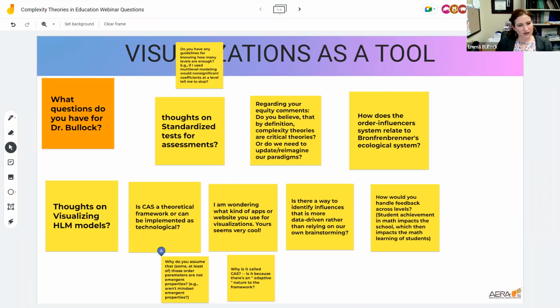Is CAS a theoretical framework or can it be implemented as technological? Well, honestly, if I'm being more careful with my language, complexity theory is the theory, right? And that can be applied in a variety of complex systems situations. Complex adaptive systems are one type of complex system, not the only one. So really, it's more of a conceptual framework. I should have been more careful of applying that theoretical lens. I'm sure there are people here who are jumping at the bit to say they don't agree with the way I said that, but that's how I made sense of it in my mind.